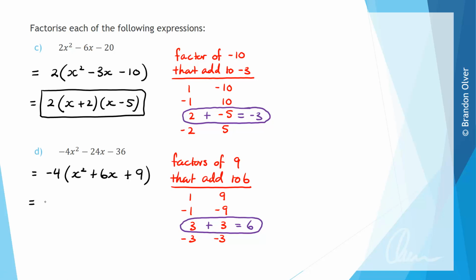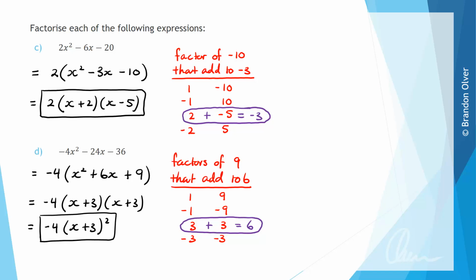In our next line of working, we'd still have negative 4 multiplying this. We'd have (x + 3)(x + 3) in brackets. And now in maths, we know that if we multiply two numbers together, we can write that as the number squared. The same thing applies with algebra. This can be written as negative 4 times (x + 3) all squared. That also means that the quadratic trinomial x squared plus 6x plus 9 is what we call a perfect square, because it can be written as something, (x + 3), all squared. Once again, you could check that's the right factorized form by expanding it out using a grid.